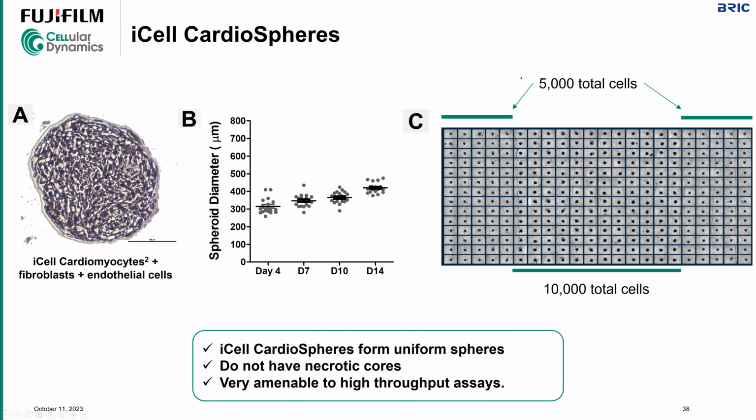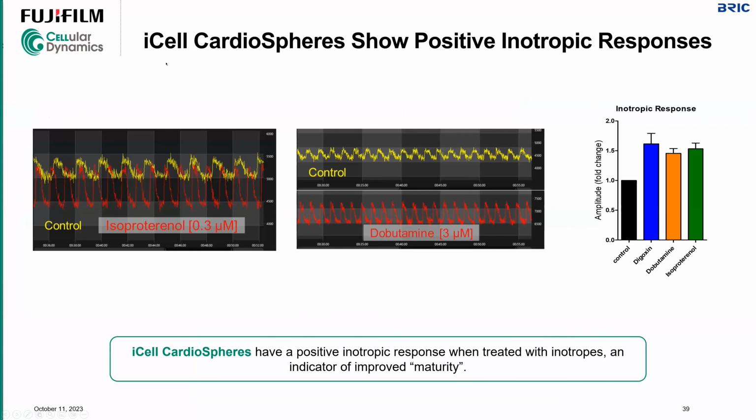We usually focus on 5,000 total cells per spheroid. We can go lower, as per conversations as well. And you can see that the data is consistent and the setup is friendly to high throughput screening. And iso-cardiospheres show positive inotropic responses. So again, you can see here calcium oscillation patterns.